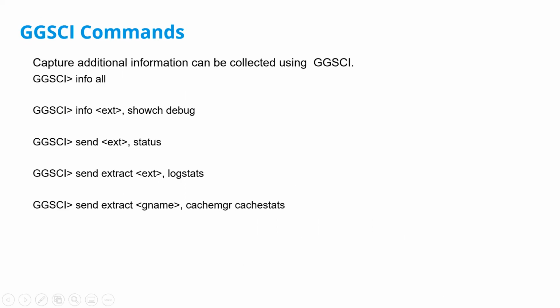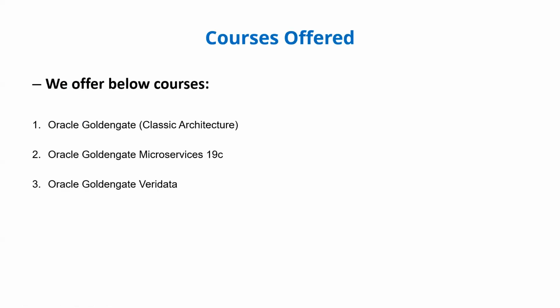These are the GGSCI commands which you can use: info all, info extract, show ch, debug for debug purposes. For checking the status, you can check status. Then log stats, then cache manager, cache stats as well.